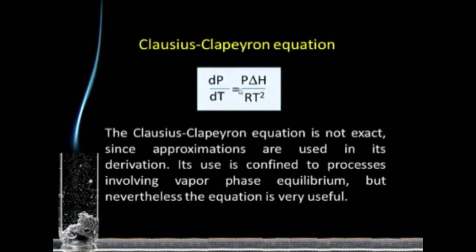Now, we can extend this to derive Clausius Clapeyron equation, which is dP by dT is equal to P into delta H divided by RT square. The Clausius Clapeyron equation is not exact, since approximations are used in the derivation. Its use is confined to processes involving vapor phase equilibrium, but nevertheless equation is found to be very useful. Let us try to derive it.